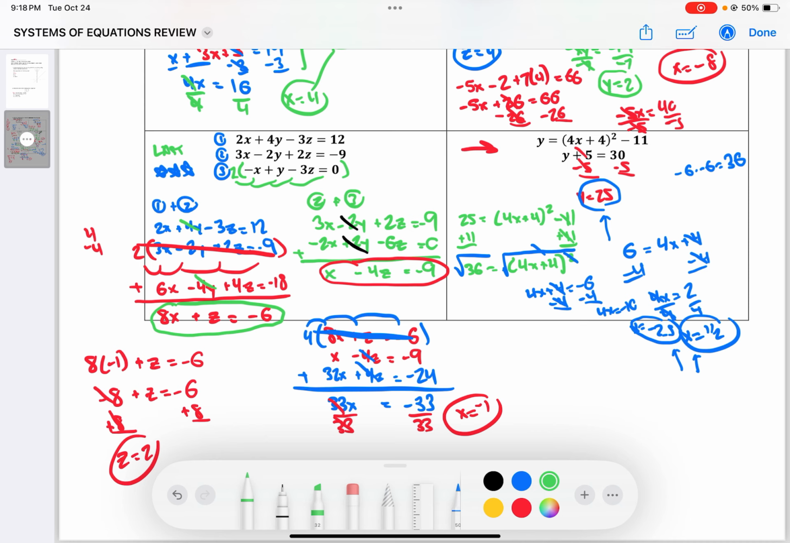Hopefully not right before the test, but negative x. Be very careful, right? X is negative 1. So negative x would be negative 1. Be very careful with your negative signs. Plus y minus 3z is 0.